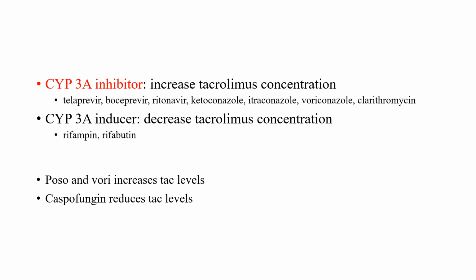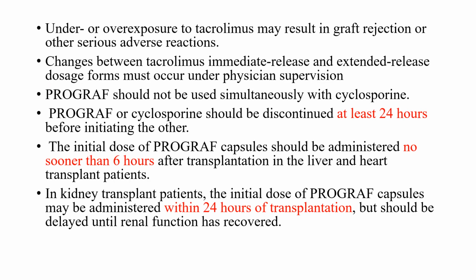It is basically metabolized by CYP3A. So when there is a CYP3A inhibitor, it will increase the level of tacrolimus, so we should be careful and regulate the dose. The CYP3A inhibitors include telaprevir, boceprevir and ritonavir, and also the common voriconazole and posaconazole which we use in the ICU, itraconazole and clarithromycin. When there is a CYP3A inducer, it will reduce the level, so we should increase the dose, for example rifabutin and rifampin. Posaconazole and voriconazole increase tacrolimus levels, while caspofungin reduces the levels.